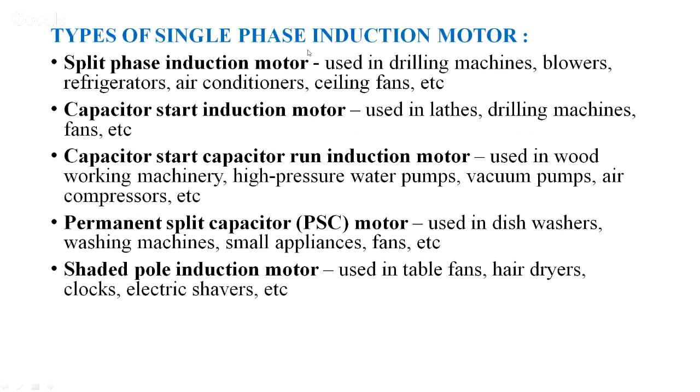Types of single-phase induction motor. Split-phase induction motor is used in drilling machines, blowers, refrigerators, air conditioners, ceiling fans, etc. Capacitor start induction motors are used in lathes, drilling machines, fans, etc. Capacitor start, capacitor run induction motors are used in woodworking machinery, high pressure water pumps, vacuum pumps, air compressors, etc. Permanent split capacitor motors are used in dishwashers, washing machines, small appliances, fans, etc. And shaded pole induction motors are used in table fans, hair dryers, clocks, electric shavers, etc. So here you just have to pay attention to the applications of single phase AC motors.